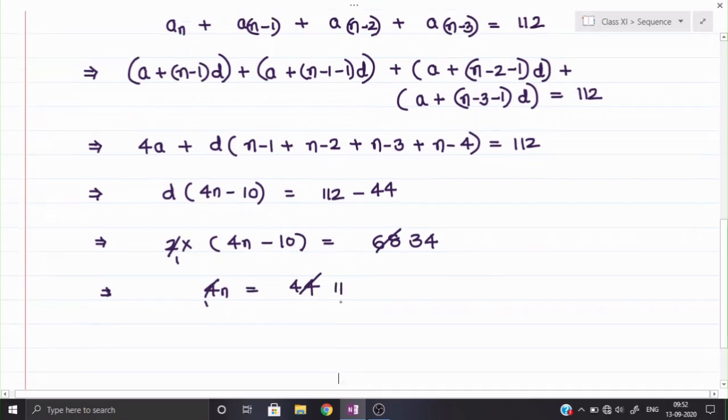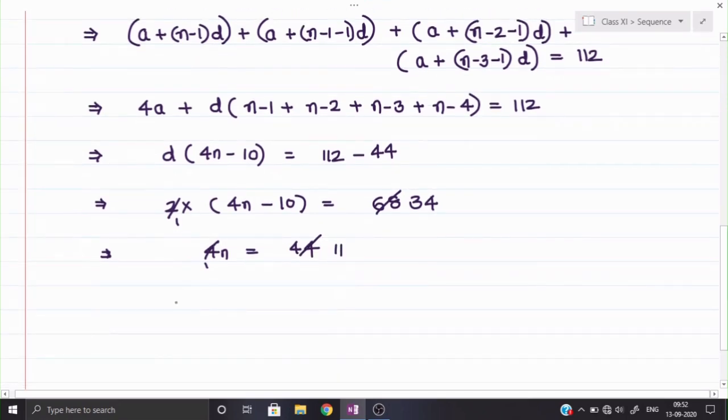If any calculation mistake is there, please correct it if you find any calculation mistake. So n is equal to 11. We can say that therefore the number of terms are 11. Okay, so according to me this answer is correct. Let us see the next question.